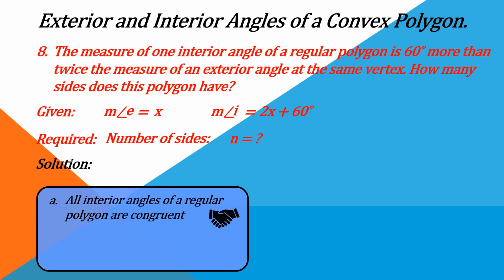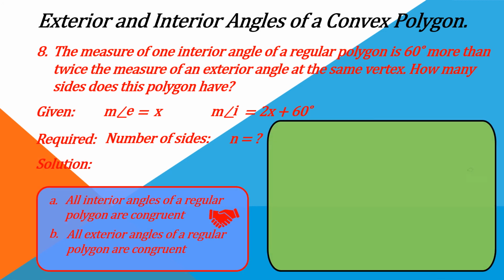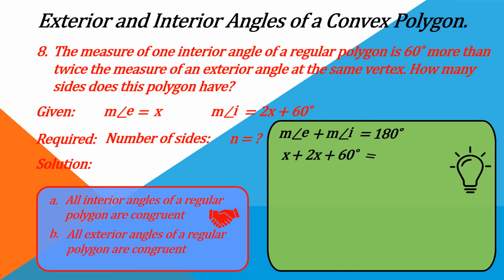Letter A, all interior angles of a regular polygon are congruent, or simply they are all equal. And letter B, all exterior angles of a regular polygon are also congruent. Therefore, we will solve with the measure of exterior angle plus measure of interior angle as equal to 180 degrees. And substitute the values of the measure of exterior angle and measure of interior angle. We have x plus 2x plus 60 as equal to 180 degrees.